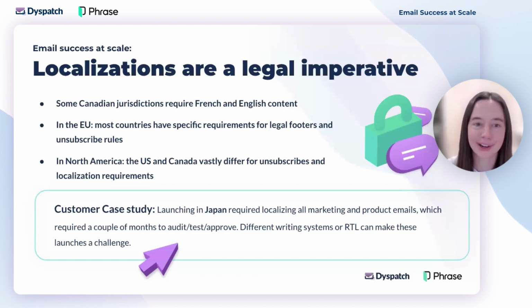With that, I'll let Kate share a really compelling case study here about launching in Japan, which for North American companies is a big jump. Lots of tools will help you do this, but I would love to hear more about this, Kate. I think this is a great one.